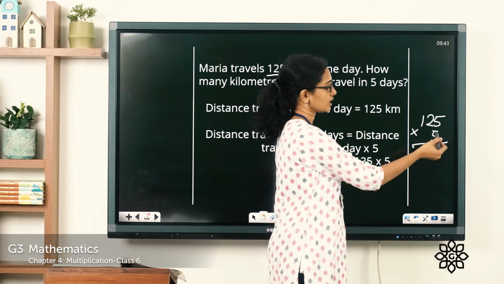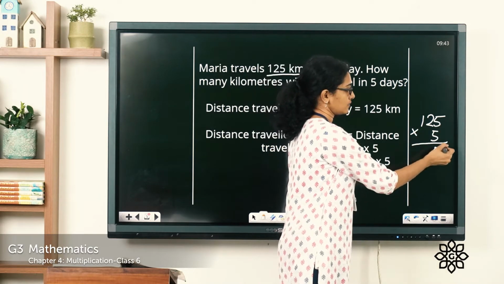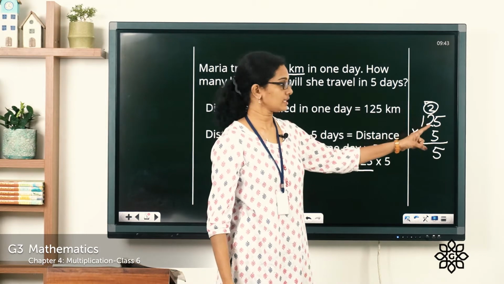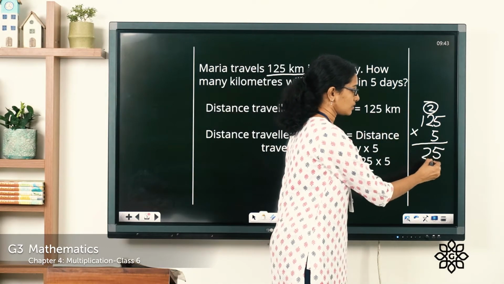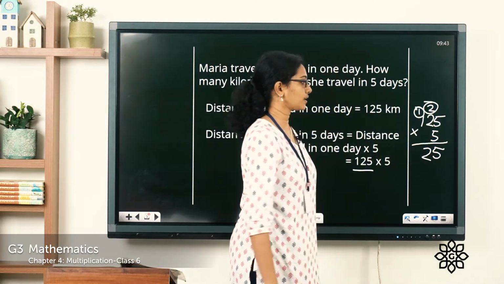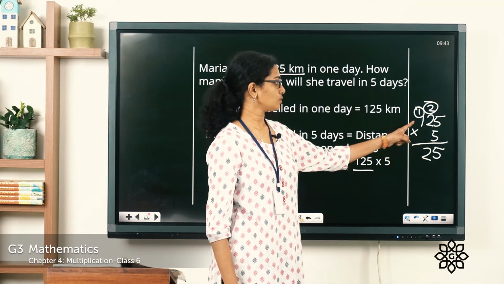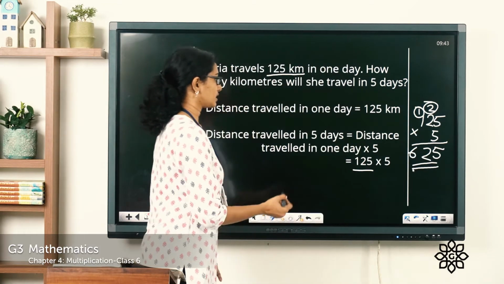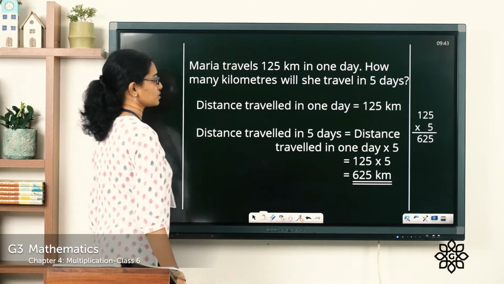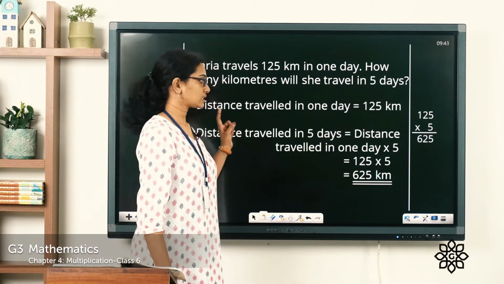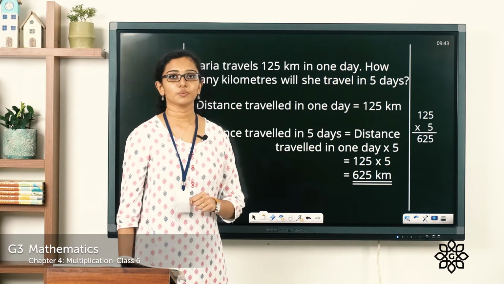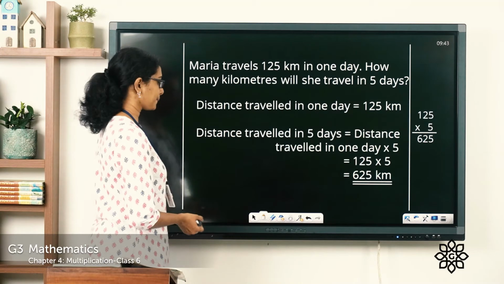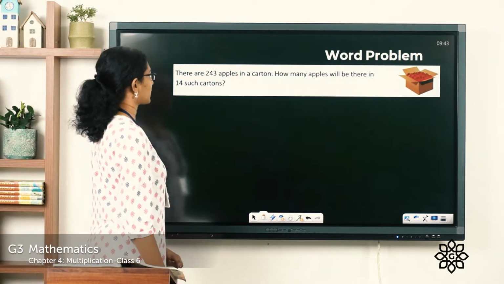Multiplying the ones first. 5 into 5, 25. I carry over 2 to the next place. Now, 5 into 2 is 10 plus 2, 12. You write the 2 here and carry over the 1 to the next place. Now, 5 into 1, 5 plus 1, 6. So, what is the product? It is equal to 625. So, the distance she travels in 5 days will be equal to 625 kilometers. Clear? Now, we'll see one more question.